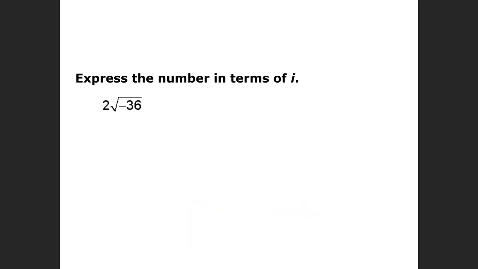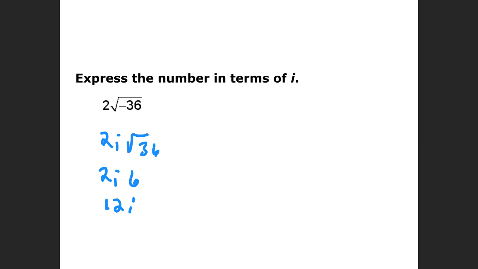And one more. If I had 2 square root of negative 36, right away, the first thing I do is rewrite it as 2i square root of 36. And then the square root of 36 is 6, so this would be 2i times 6, and that would just give me 12i. So simplifying radicals with negatives inside is fairly easy to do. These are called imaginary numbers.